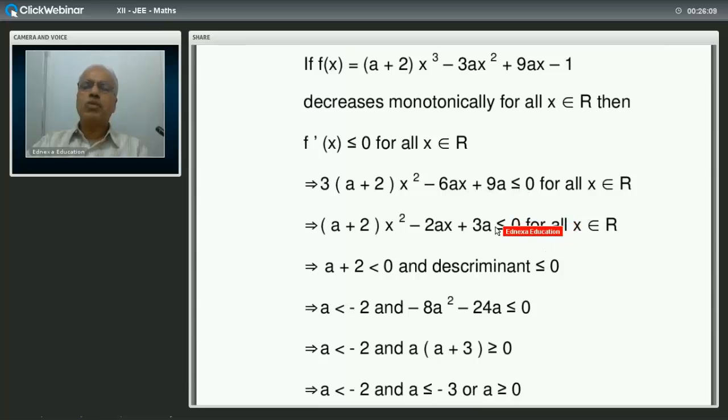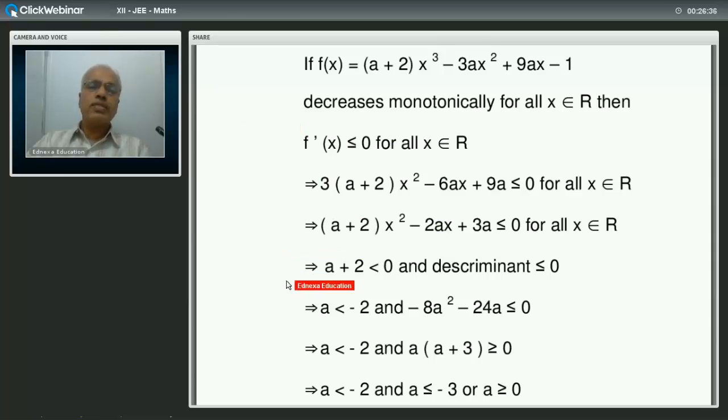It should be negative because you want the function to be decreasing, so it has to be less than or equal to 0. Now you know this is a quadratic expression, and if a quadratic expression has to be negative for all values of x, then what it requires is its leading coefficient, the coefficient of x square, must be negative, because if it is positive, it will be a parabola opening up, and it cannot be always negative.